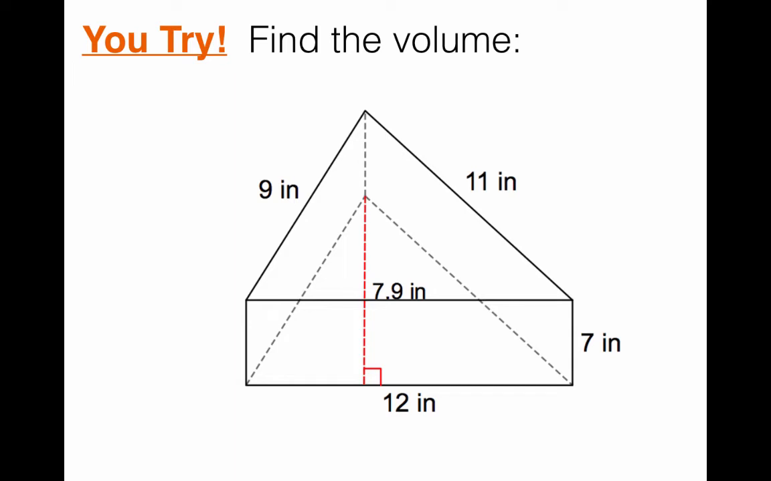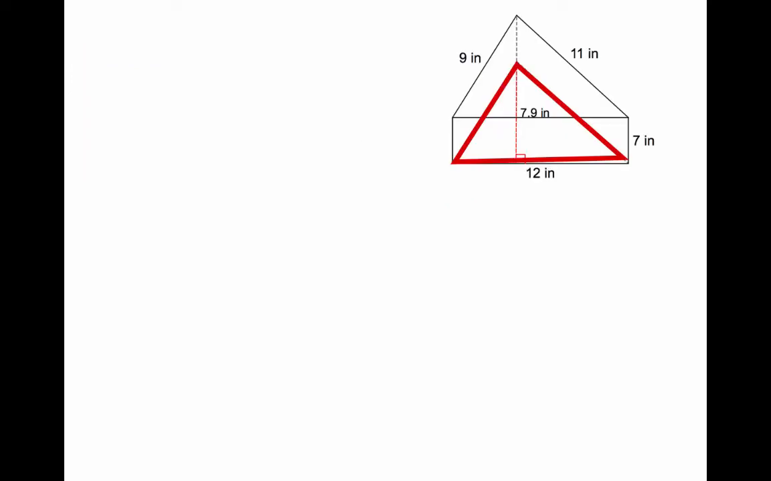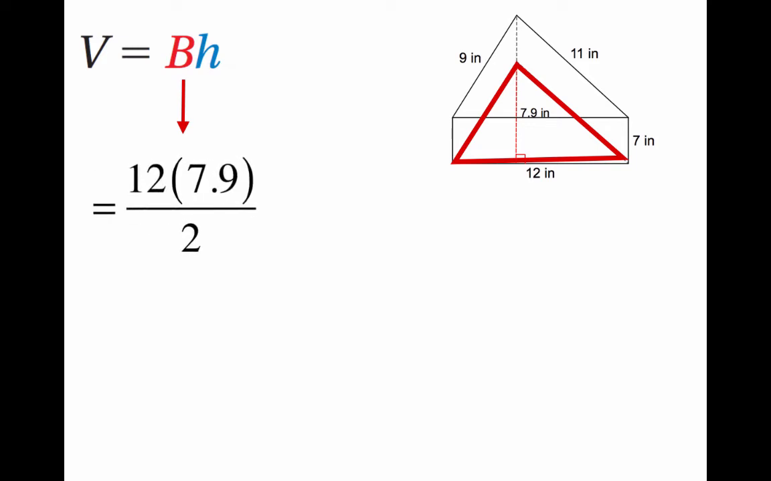All right, so you've paused the video, you've tried this problem, now you're ready to check your answer and see if you did it correctly. So let's see how you did. First off, I hope you recognize that the triangle was the base of this object. So we're going to have to find the area of that triangle because it matches the top. It's a little hard to see sometimes. So when I do my volume equals base times height, the base is the area. So we're going to do 12 times 7.9 divided by 2. Base times height divided by 2. That's the area of a triangle.